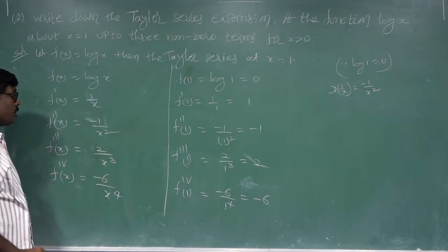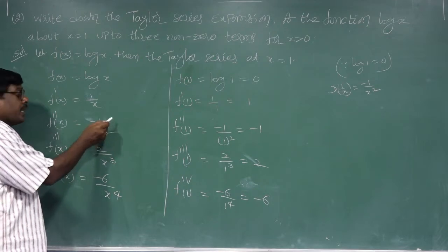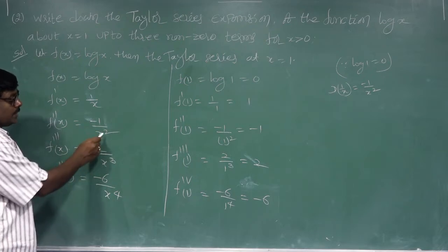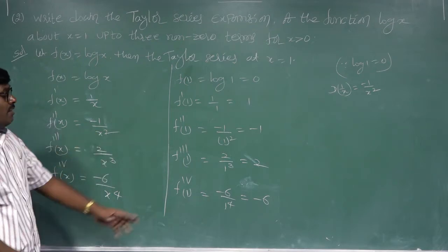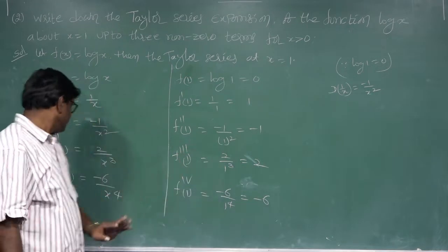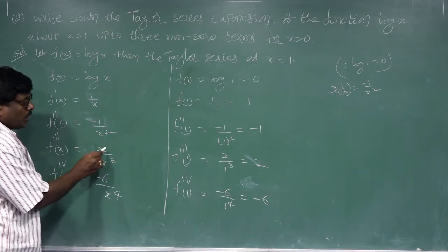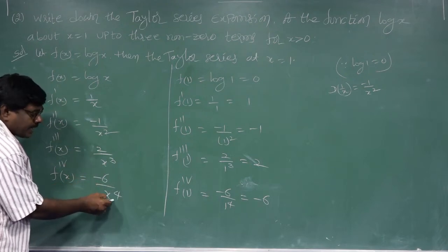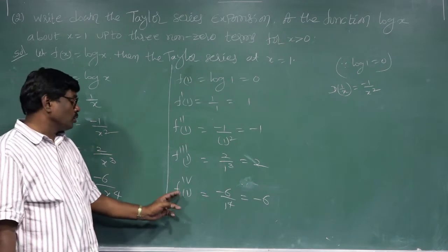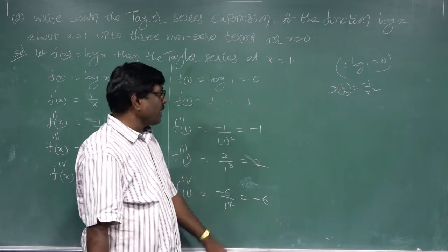Next, f triple dash: the numerator minus 1 times minus 2 equal to plus 2. The degree increases, x cube. f triple dash 1 equal to 2 by 1 whole cube equal to 2. Next, 2 into minus 3 equal to minus 6, with the denominator degree increasing to x power 4. The fourth derivative of x equal to minus 6 by x power 4, so the fourth derivative at 1 equal to minus 6 by 1 power 4 equal to minus 6.